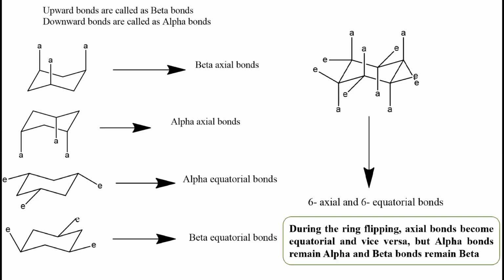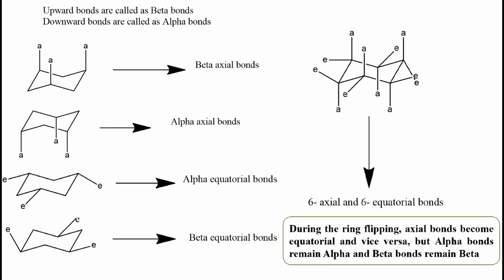As we have discussed so far, cyclohexane in its chair form has 6 axial bonds and 6 equatorial bonds. All the axial bonds which are looking upward are called beta axial bonds, and these 3 axial bonds which are looking downward are called alpha bonds. So there are 3 beta axial and 3 alpha axial bonds in cyclohexane.